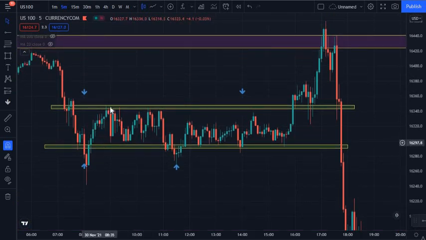You can see price gets to that level and rejects, gets to the bottom and rejects, gets to the top and rejects, gets to the bottom and rejects. This is the area of value for us, the area of interest. What we're waiting for price to do is break to the downside, retest and push to the downside, or break above, retest and push to the upside.